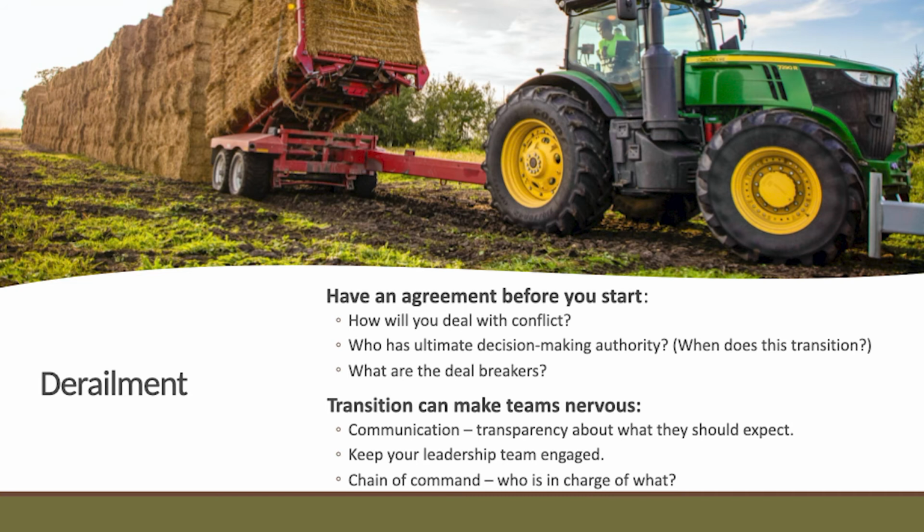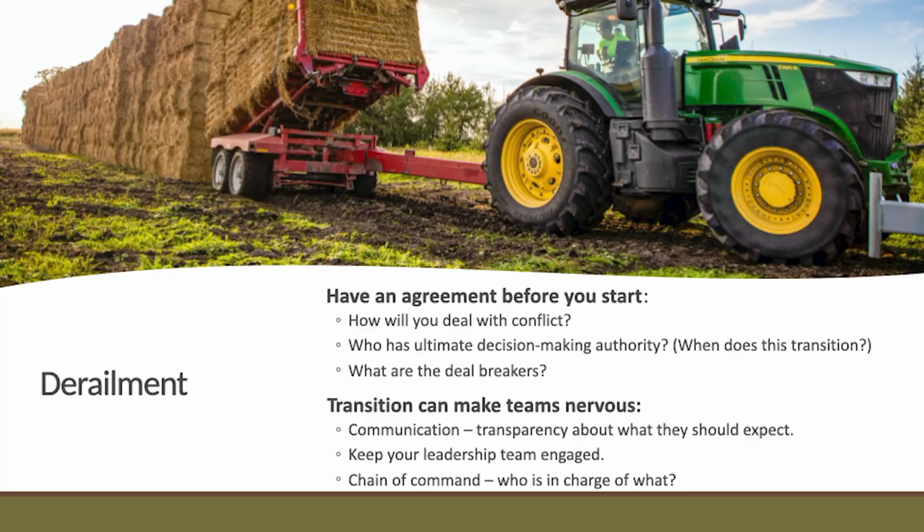Okay, so let's talk a little bit about derailment, because obviously inside these very complex transactions, that is a real possibility, whether you're working with a family successor or whether you're working with a non-family successor. These are the things that we need to really be thinking about in order to avoid them. So make sure that before you actually start getting into business together, that you talk about how you will deal with conflict. So oftentimes inside of a succession plan, you want to make sure you've got your continuity plan in place.